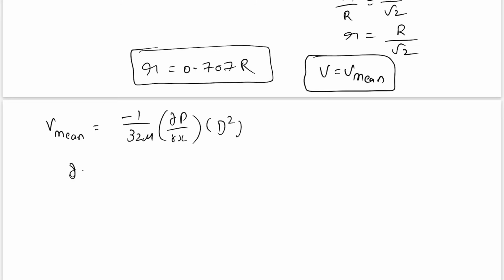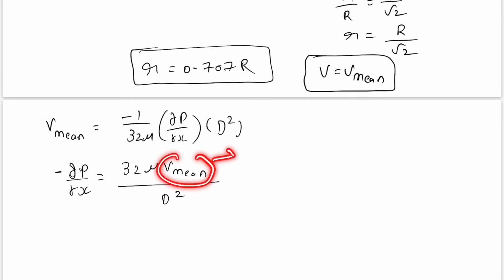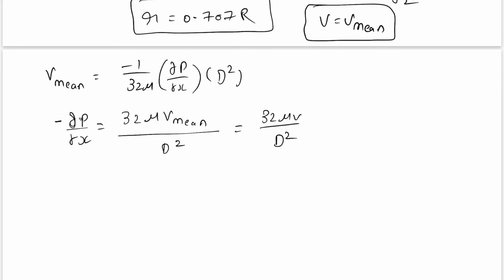Now, from this, dp by dx is equal to 32 mu v mean by d square. We'll take minus over here, minus dp by dx only. From now onwards, we'll call v mean as v only. So the expression will become 32 mu v by d square.